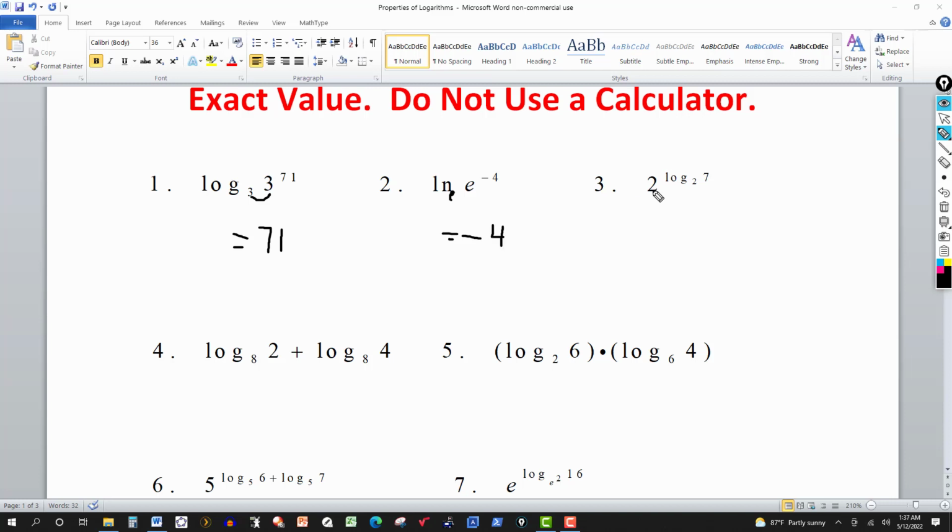Number 3, 2 to the power of log 7 to base 2. This base here and that base there are the same. So just like we saw in the property, this is going to equal 7. Then the next one, we have the log of 2 to base 8 is equal to the log of 4 to base 8.